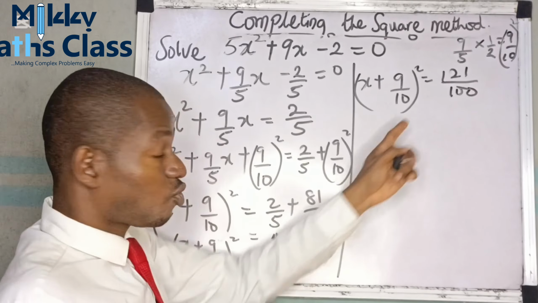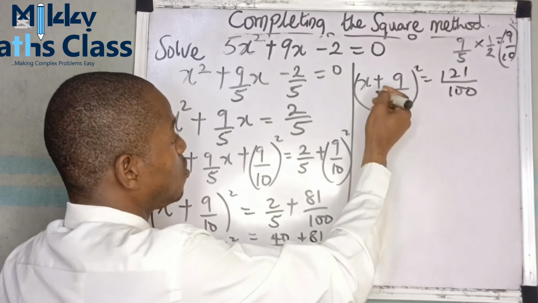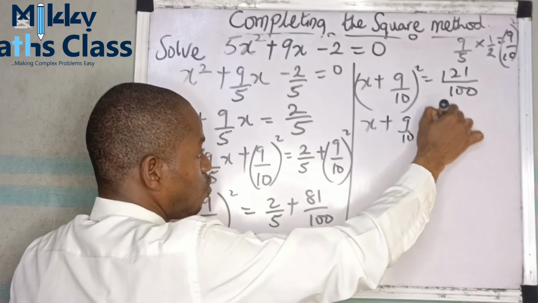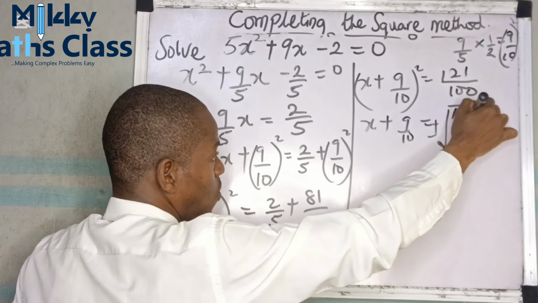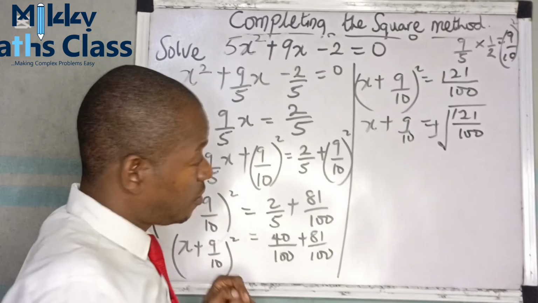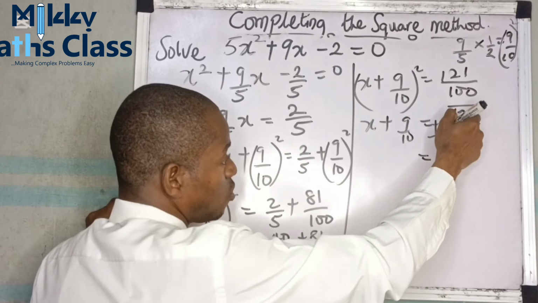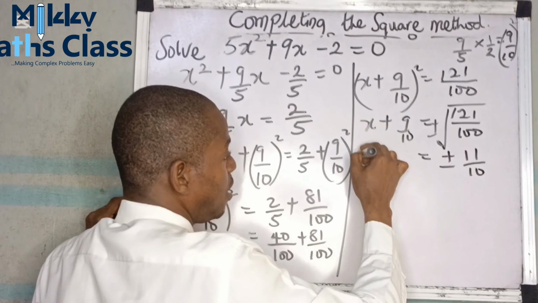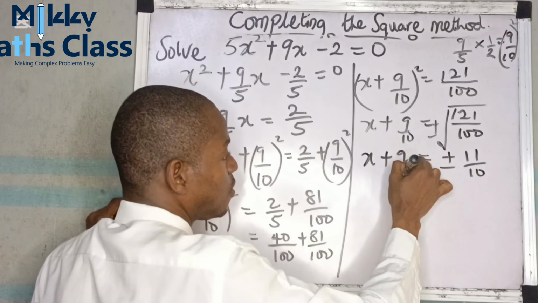Now let's take the square root of both sides. So this becomes x plus 9 over 10 equals plus or minus the root of 121 over 100. The square root of 121 is 11, the square root of 100 is 10. So that's plus or minus 11 over 10.